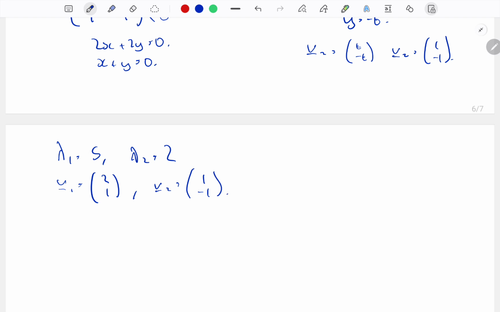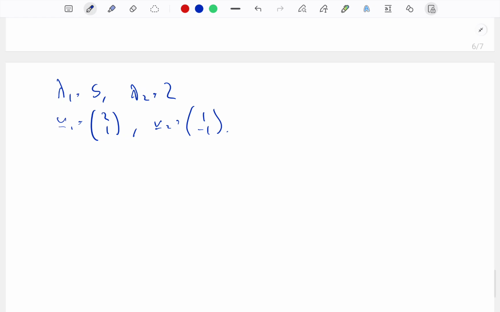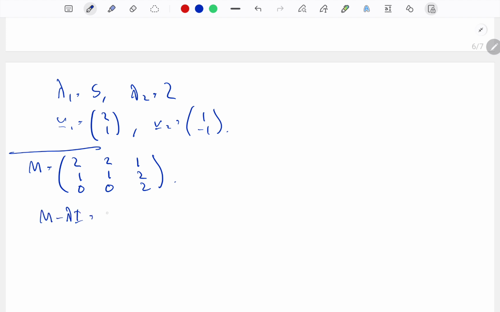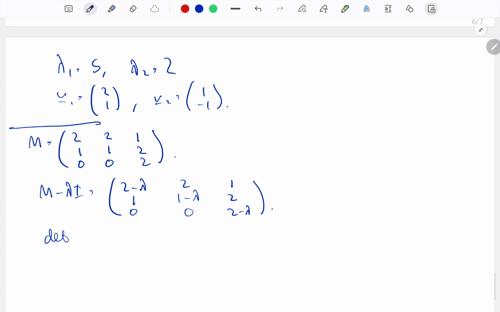Let's consider doing this in 3D. Let's say we have the matrix M equals 2, 2, 1, 1, 1, 2, 0, 0, 2. M minus lambda I is equal to 2 minus lambda, 2, 1, 1, 1 minus lambda, 2, 0, 0, 2 minus lambda. So the determinant of M minus lambda I equals 0.